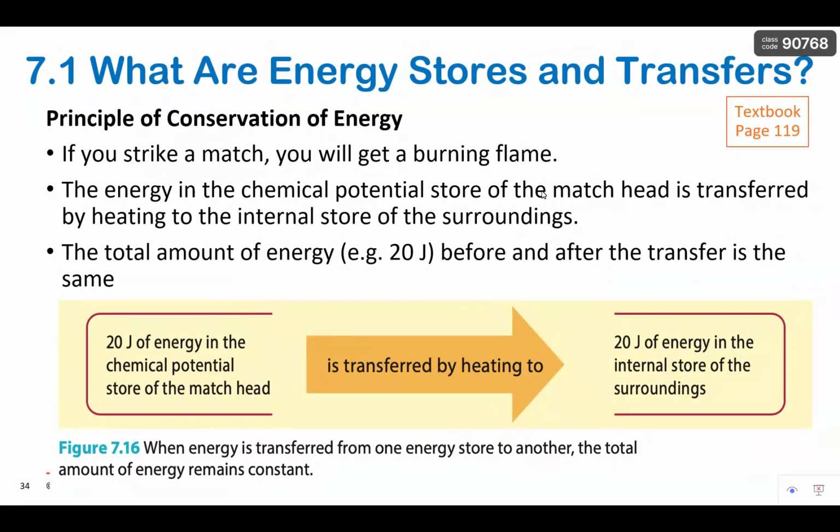the chemical potential store of the matchstick will be transferred by heating to the internal store of the surroundings. If there is originally 20 joules of energy in the chemical potential store of the match head, all these 20 joules will be transferred to the internal stores of the surroundings. Okay, you will see that no matter how much energy I have at the start, I will always have the same amount of energy at the end.